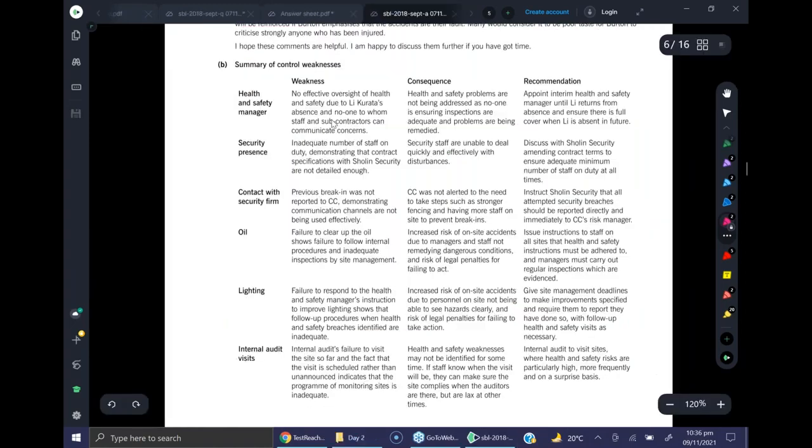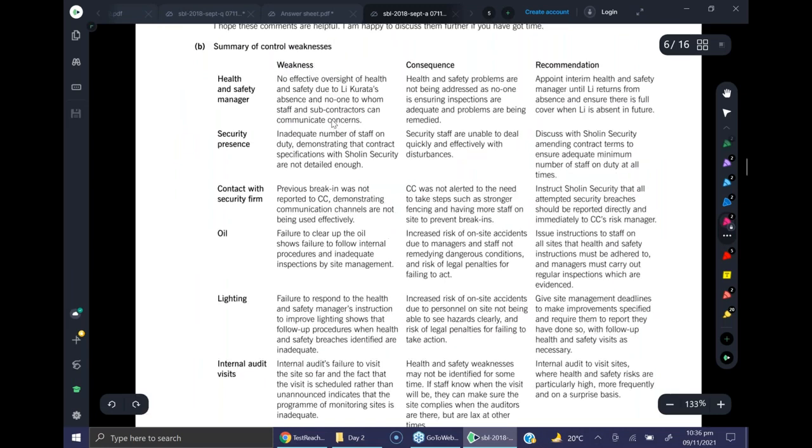All right. Okay, can you see it on the screen now? The summary of control weakness. This is the actual examiner's answer. So there are 3 columns: weakness, the consequence of the weakness, and recommendation.